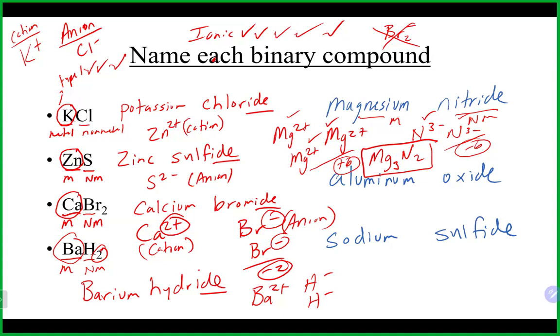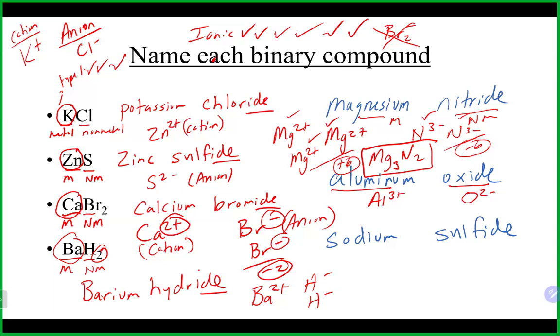If we look at aluminum oxide here, aluminum is a metal. Oxygen is a non-metal, so that's ionic. So again, we're just going to find the 2 basic ions here. Aluminum is group 3, which means +3. Oxygen here is group 6, which is a -2.